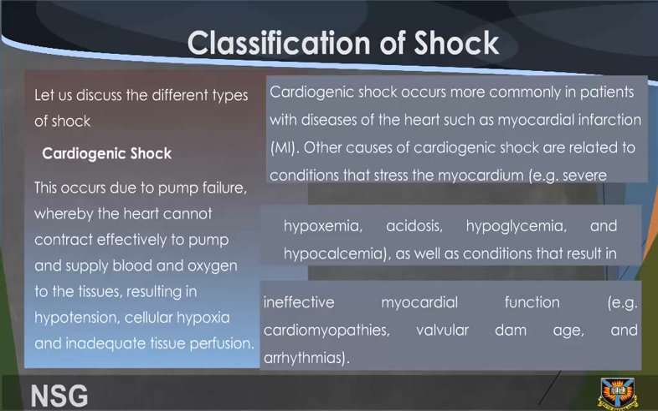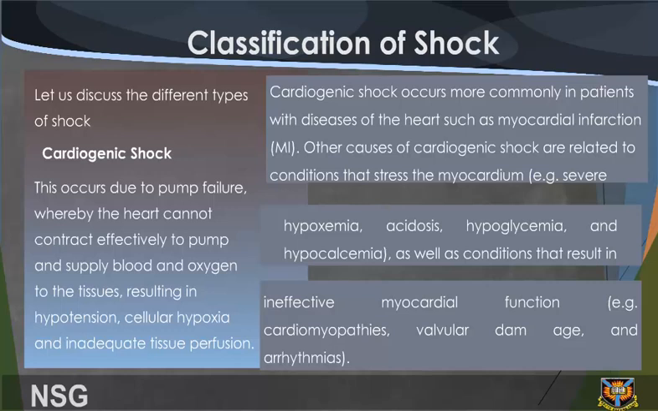Cardiogenic shock. This occurs due to pump failure, whereby the heart cannot contract effectively to pump and supply blood and oxygen to the tissues, resulting in hypotension, cellular hypoxia, and inadequate tissue perfusion. Cardiogenic shock occurs more commonly in patients with diseases of the heart, such as myocardial infarction, MI.